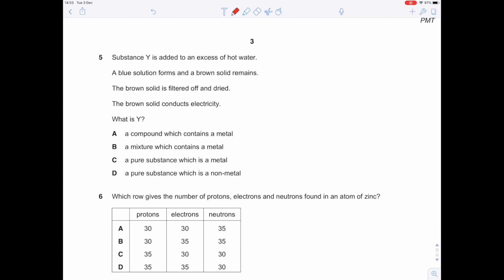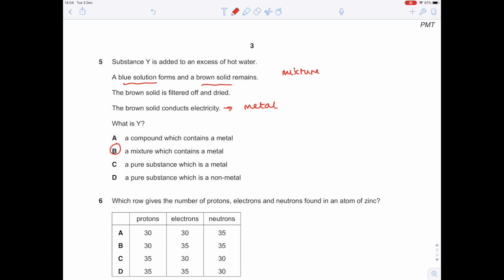Substance Y is added to an excess of hot water. A blue solution forms and a brown solid remains. The brown solid is filtered off and dried. The brown solid conducts electricity. What is Y? Now we know that we have a mixture because we have both the blue solution and a brown solid. The fact that it conducts electricity means that it's most likely to be a metal. So which of options A, B, C and D most closely agrees with this? Well, it's B. Y is a mixture which contains a metal.